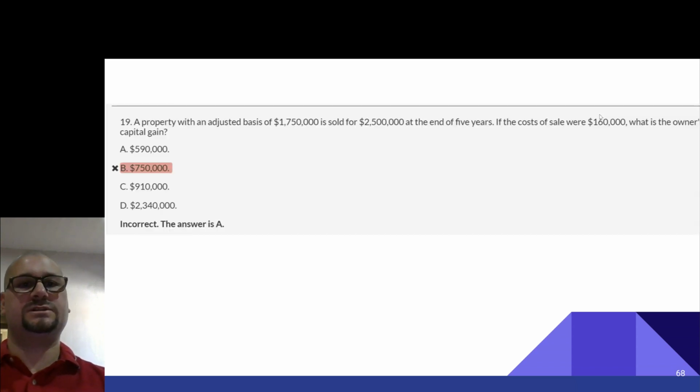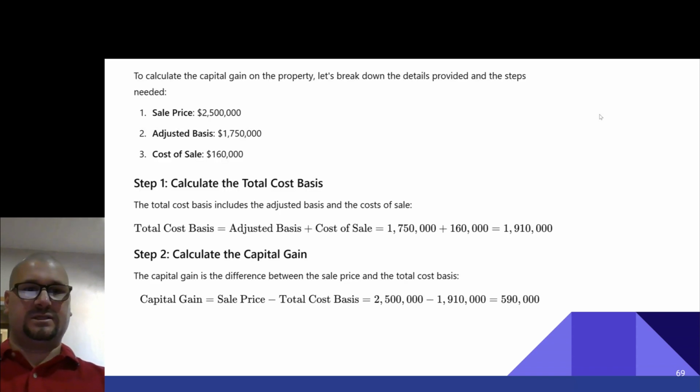So a property with an adjusted basis of 1.75 million is sold for 2.5 million at the end of 5 years. If the cost of sale were $160,000, what's the owner's capital gain? Take the total cost basis, which is equal to adjusted basis plus cost of sale. So 1.75 million plus 160,000 equals 1.91 million. The capital gain is equal to the sale price minus the total cost basis. So 2.5 million minus 1.91 million is $590,000.